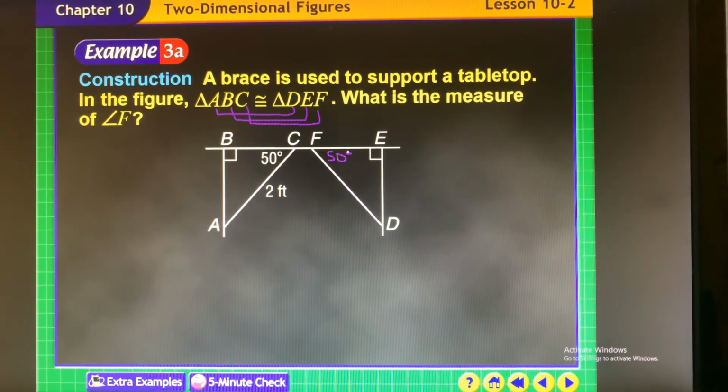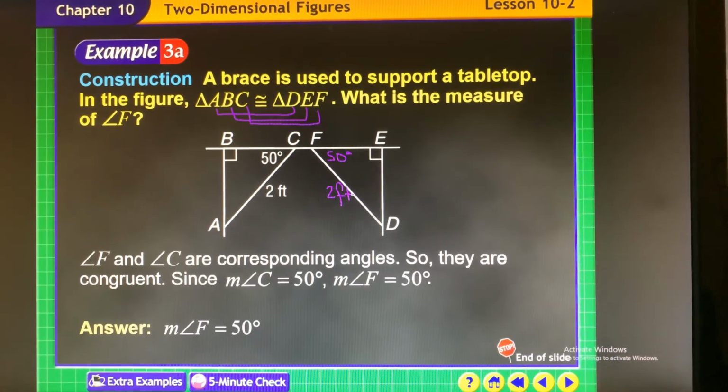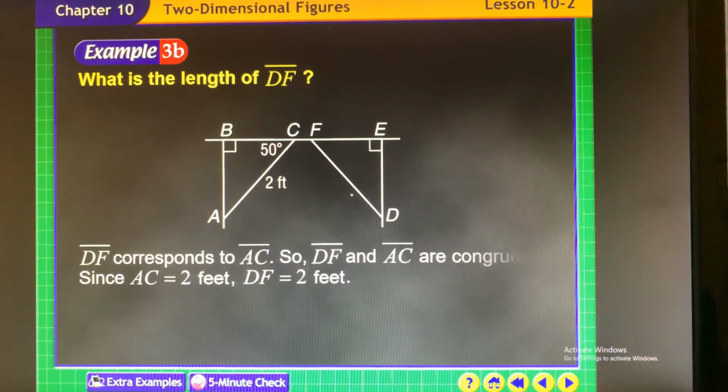And the next question is going to ask you, what is the measurement of FD? Well, if CA is congruent to FD, and that's 2 feet, then obviously this would be 2 feet, because they're corresponding congruent triangles. Pretty easy. And we already answered that one.